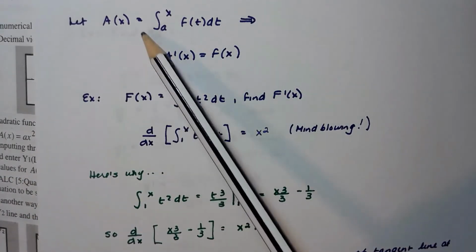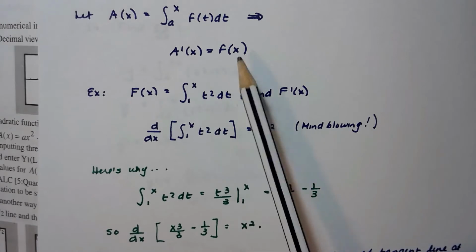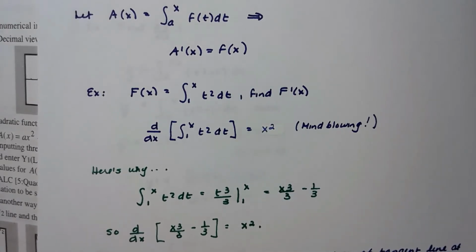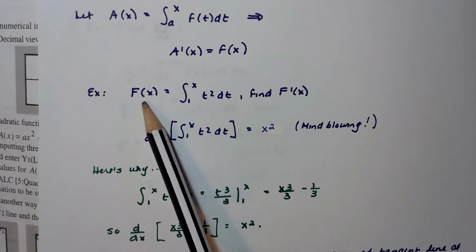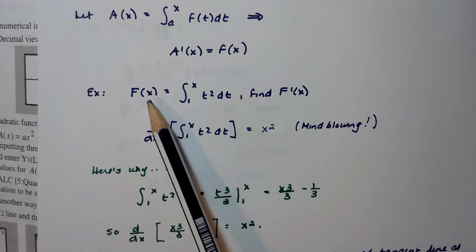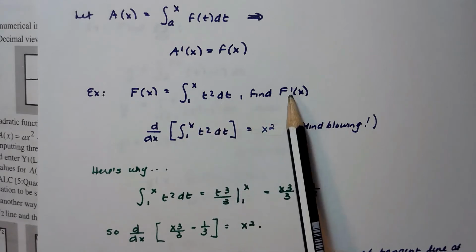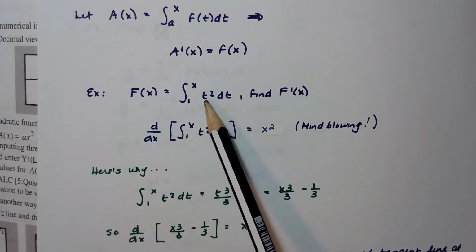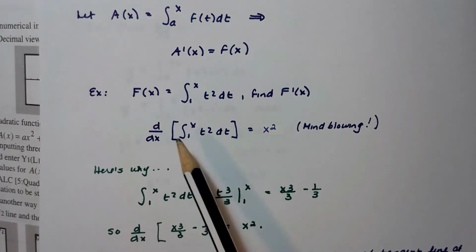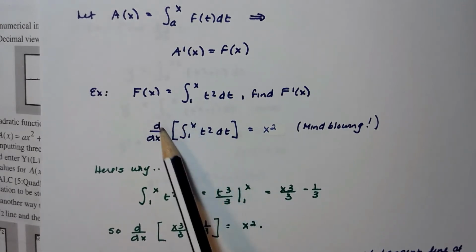Okay, so now that we have this accumulation function established, what I want to show you is that the derivative of the accumulation function is just equal to f of x. This is really cool. For instance, if f of x, and you notice I'm using a different f here now, which is just notation, is equal to the integral from 1 to x of t squared dt, and we want to find the derivative, we're taking the derivative of an integral, and the derivative is the inverse of the antiderivative, or vice versa. And so when you take the derivative of an integral, these two sort of negate or cancel each other out.